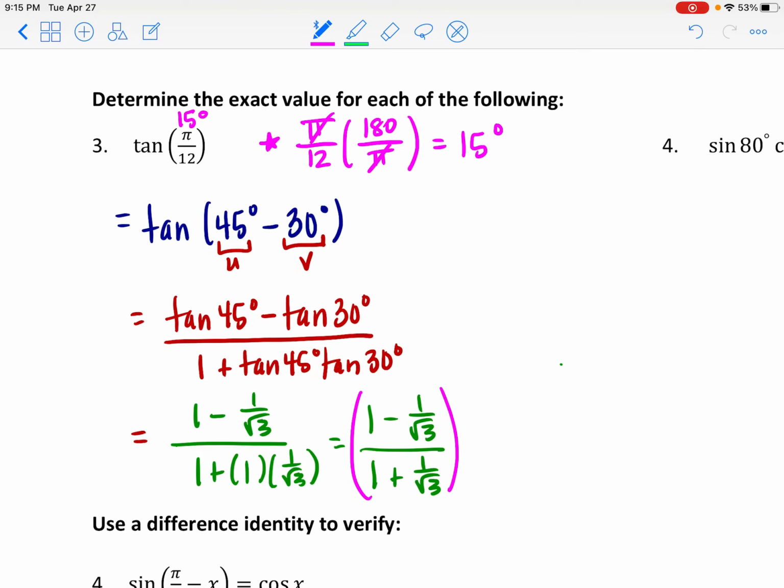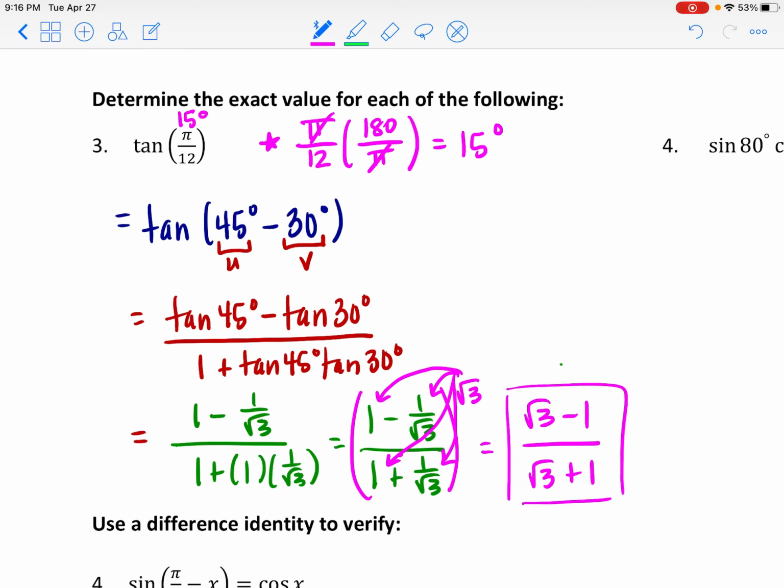Or another way to clear out the fractions is just to multiply every term by the common denominator. So if I was to multiply every term in this fraction by radical 3, our only denominator, then radical 3 times 1 is going to be radical 3, and then radical 3 times 1 over radical 3 is going to make those radical 3's cancel, so we're left with minus 1. And then when we multiply on the bottom here, we're going to get another radical 3, and then when we multiply here, it's going to be a plus 1. And so that is going to be our exact value for the tangent of pi over 12 radians.